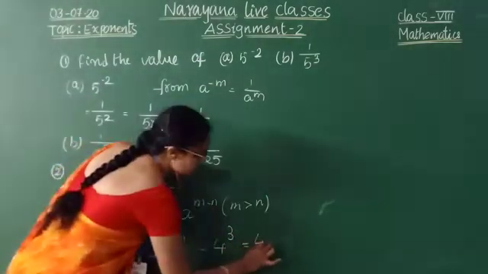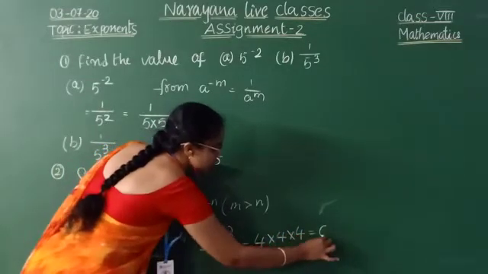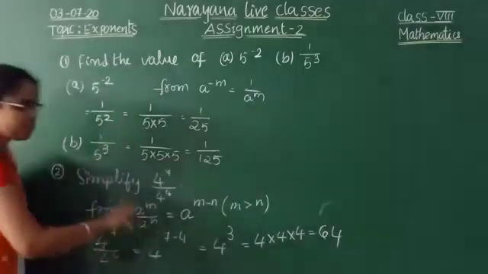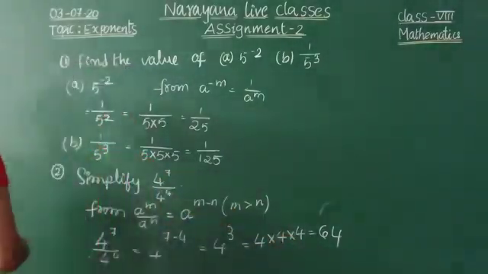So 4 power 3, three times we have to write 4. 4 into 4 into 4, which is 64. 64 is the answer. 4 4s are 16, 16 4s are 64. This is 1 and 3.